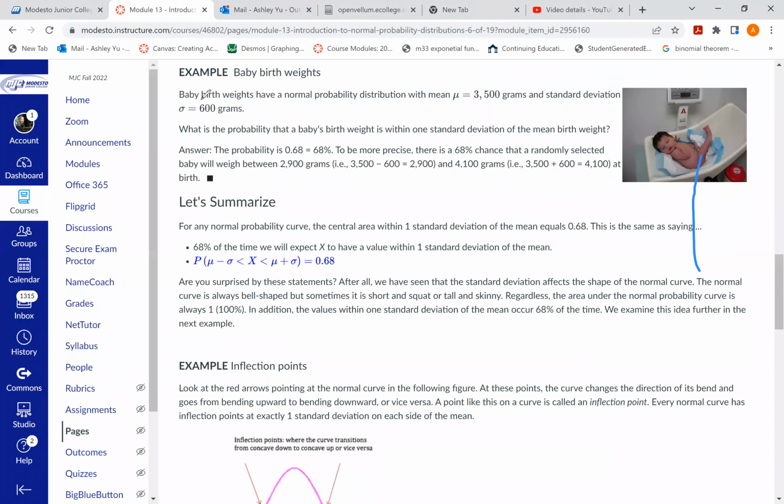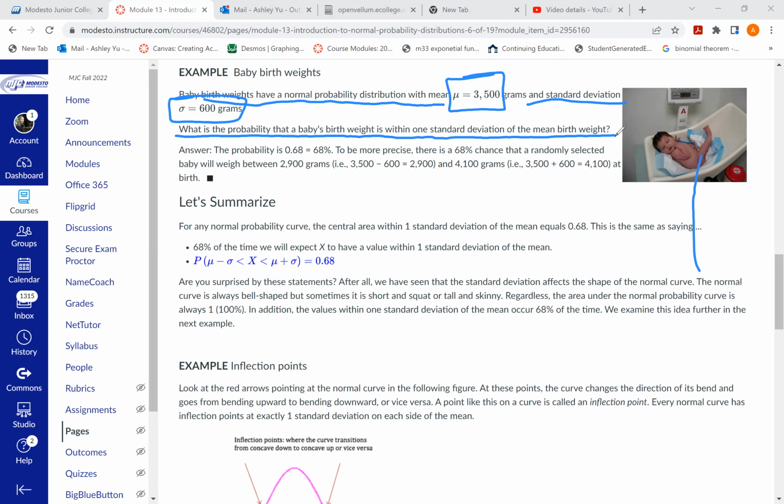Baby birth weights have a normal probability distribution with mean mu equals 3,500 grams and standard deviation sigma equals 600 grams. What is the probability that a baby's birth weight is within 1 standard deviation of the mean birth weight? The answer: the probability is 0.68.